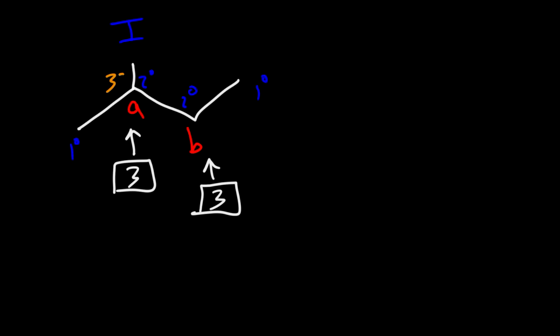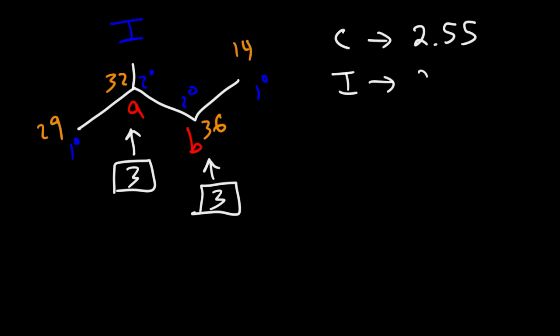Carbon A has a chemical shift of 32. Carbon B is 36. This is 14. And this is 29 for some reason. Now the question is why? Why is carbon B higher than carbon A in terms of its chemical shift? Now keep in mind, according to Wikipedia, the electronegativity for carbon is 2.55, and for iodine it's 2.66. So iodine is not very electronegative.